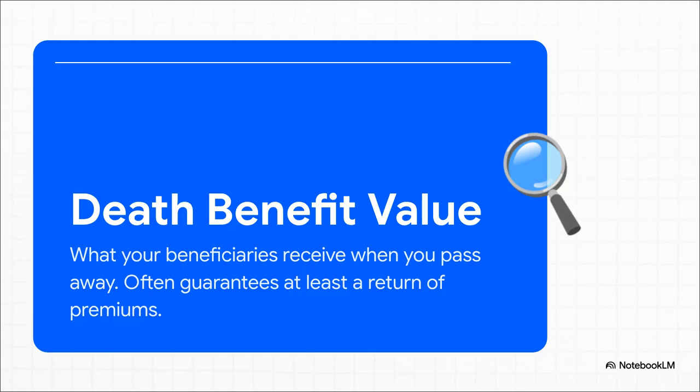Next, we have the legacy number, which is just the death benefit. Now, this one's pretty straightforward. It's simply the amount of money that is guaranteed to go to your beneficiaries when you're gone. And a really key feature here is that it often guarantees at least what you put in, even if the market tanked and your account value is lower.